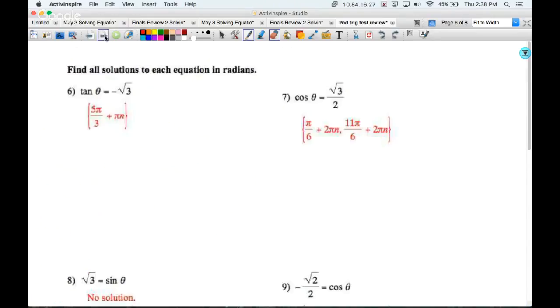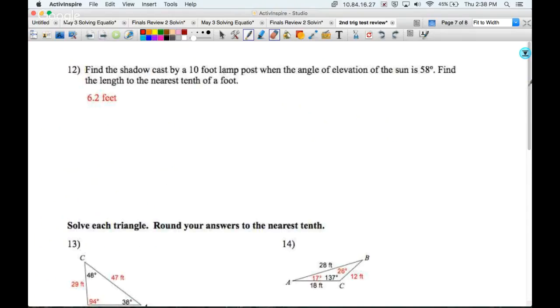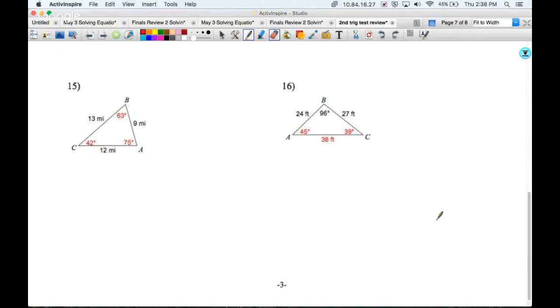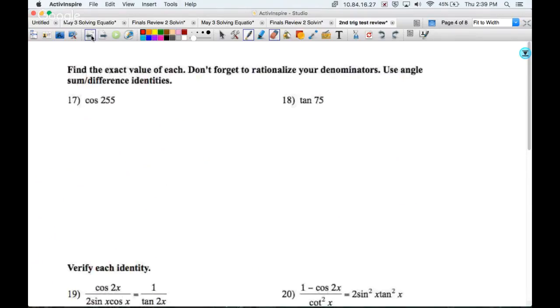Let's see how we did on 15. Okay, we just rounded just a little bit more. They've got 63 and 42. Or they rounded more than we did.